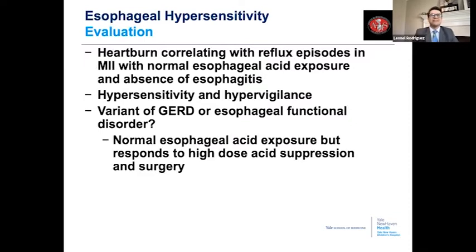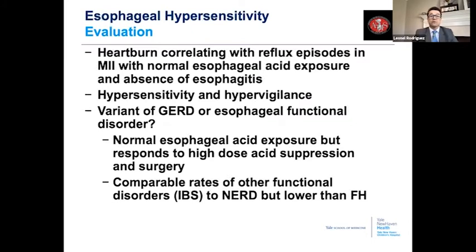Why do we say that? Because there is normal esophageal acid exposure, but they respond to high-dose acid suppression and they do respond to surgery. There are also reports stating that there are comparable rates of other functional disorders like IBS compared to NERD, but they are lower than those with functional heartburn.